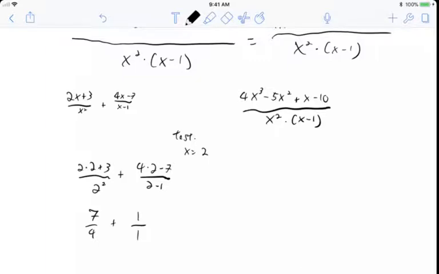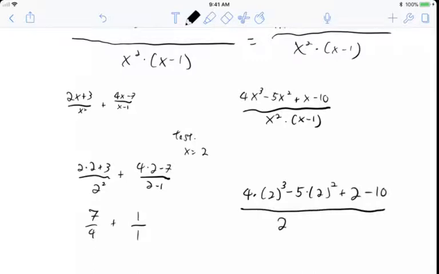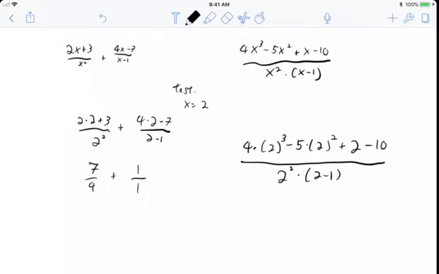And the other one becomes 4 times 2 cubed minus 5 times 2 squared plus 2 minus 10, divided by 2 squared times 2 minus 1. So this one becomes 4 times 2 times 2 times 2 minus 5 times 2 times 2 plus 2 minus 10.